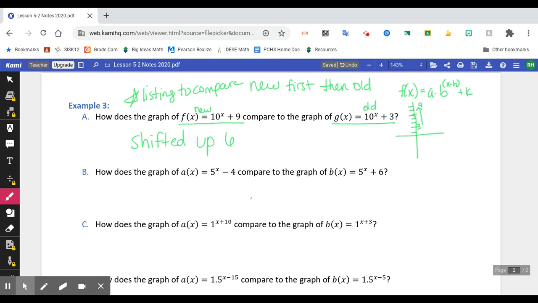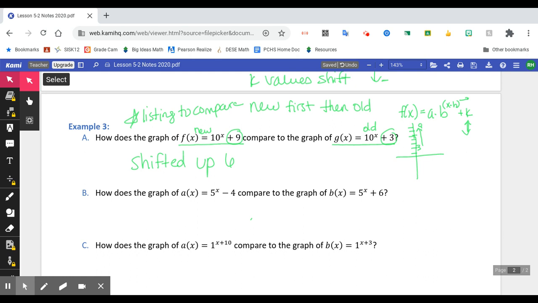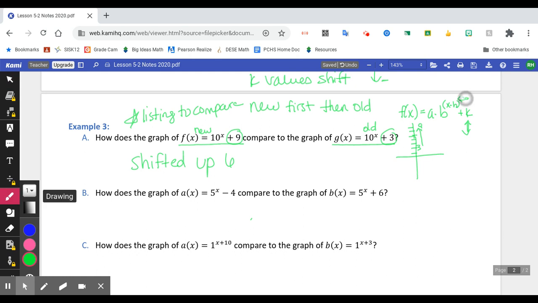Okay, hopefully that makes sense because this is our outside here would be up and down, right? This guy here would be left and right. Try to make that tick in there. There you go. Up and down, left and right, okay? All right, let's go to the next one.